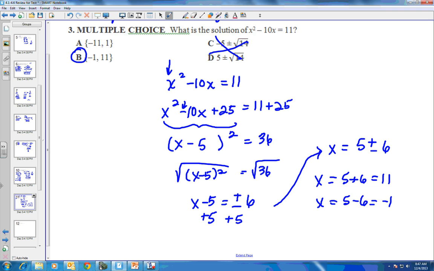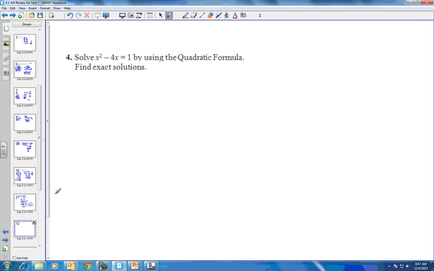Two more problems. We can do it. Number 4. Solve x squared minus 4x equals 1 by using the quadratic formula. Find exact solution. So that means that they do not want you to put it in your calculator and get a decimal. So this would be a non-calculator problem.